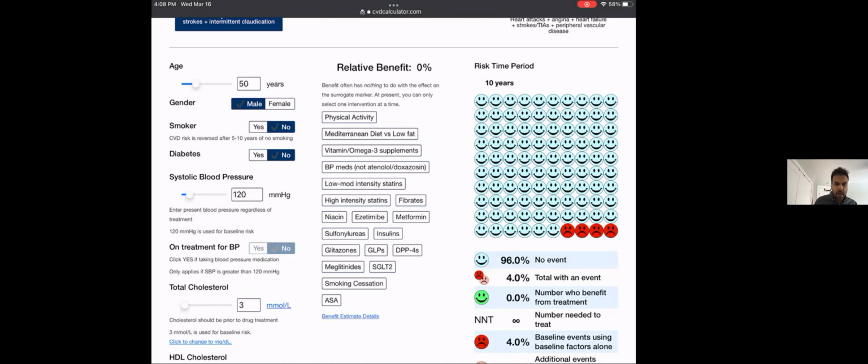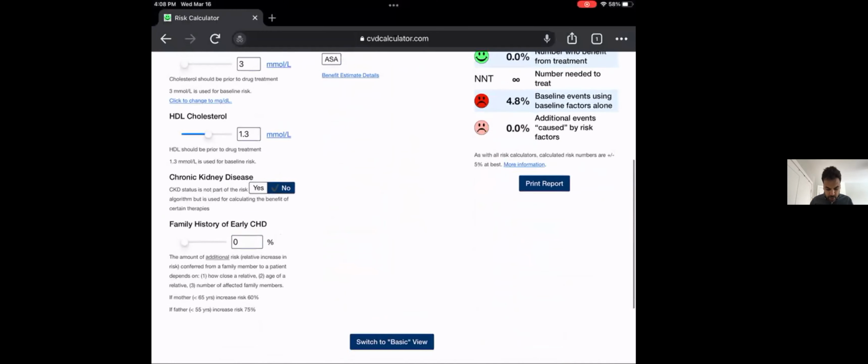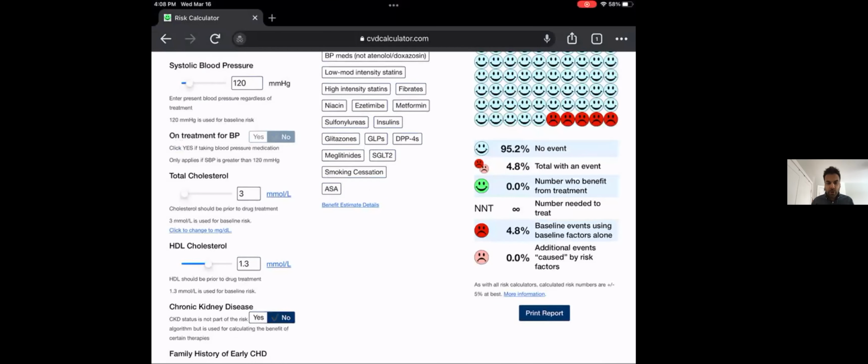So going from female to male, I can see already I go from a 2% to a 4% risk. Then I can increase the age, and you'll see again there's an increase in your 10-year risk of experiencing a CVD related event. You can keep going down the list, and you see there are several different inputs here, and each one changes the risk in a different way.